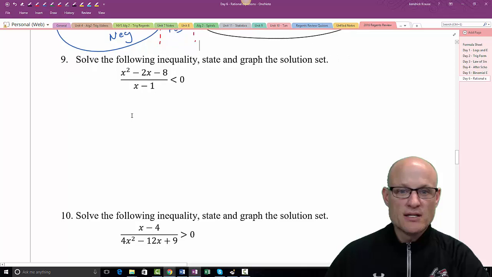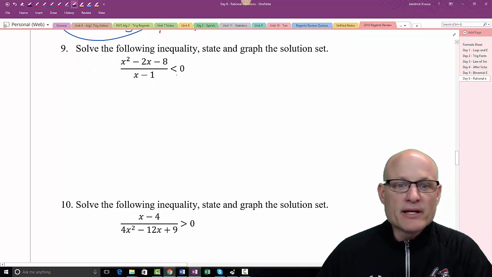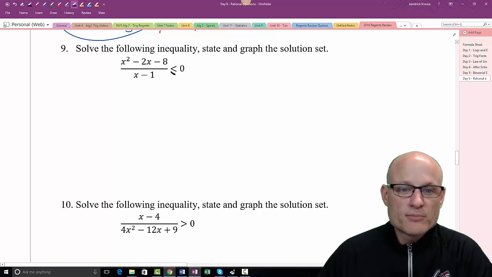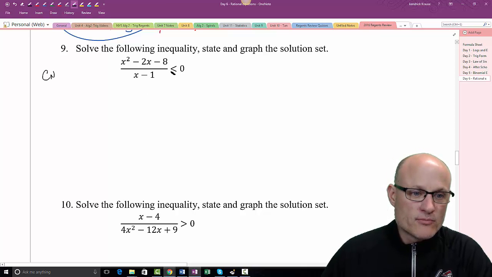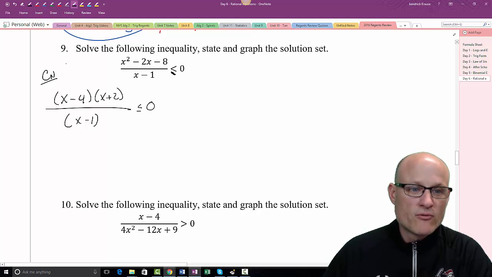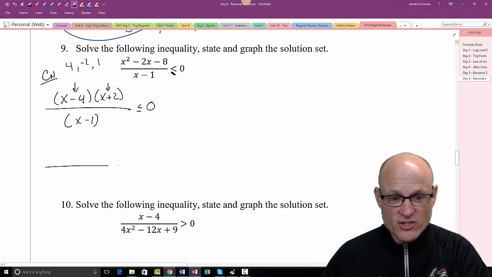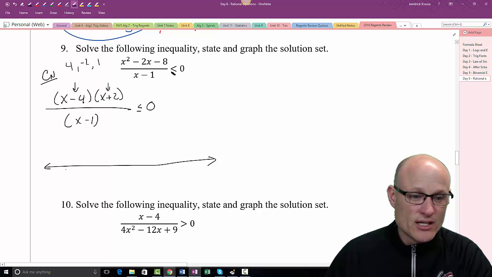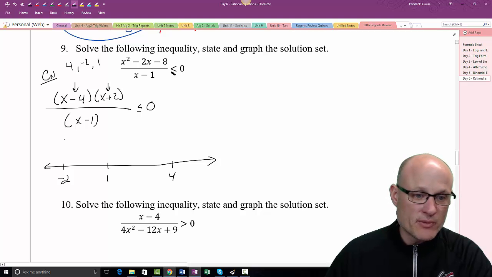All right. So I'm going to change this problem right away. I'm going to make it an equal to, so we make it a little bit harder. Put that equal to. All right, so we're going to look for our critical numbers. First I've got to factor it. So I'm going to do it right over here: x minus 4, x plus 2, all over x minus 1, is less than or equal to 0. So my 3 critical numbers are 4, that's what makes this 0, negative 2, and positive 1. So I'm going to put those up on a number line. That just gives me testing zones: I've got negative 2 over here, I've got 1 here, and I've got 4 here. So that just gives me some areas to test.